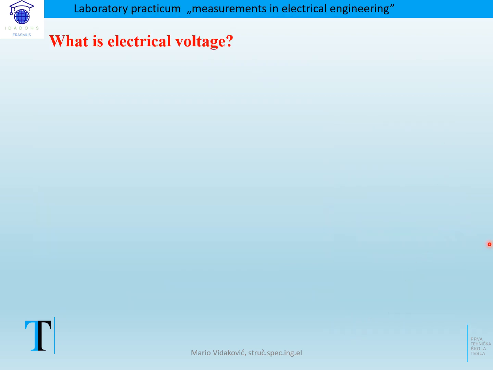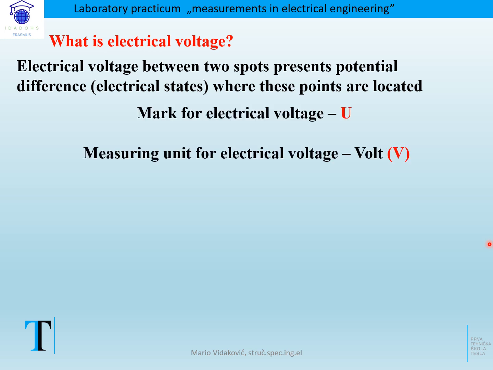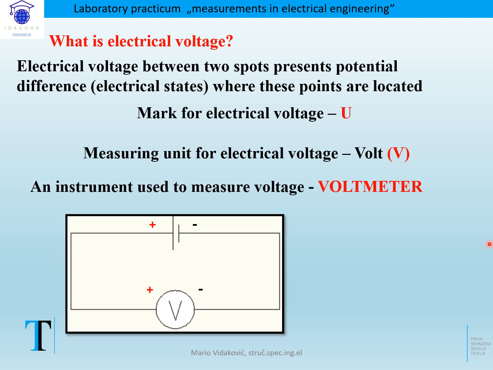Another question and definition: what is electrical voltage? Electrical voltage between two spots presents the potential difference of the electrical states where these points are located. Electrical voltage is the difference of two potentials. The mark of electrical voltage is U, and the measuring unit for electrical voltage is the big letter V, volt. An instrument used to measure voltage is the voltmeter.